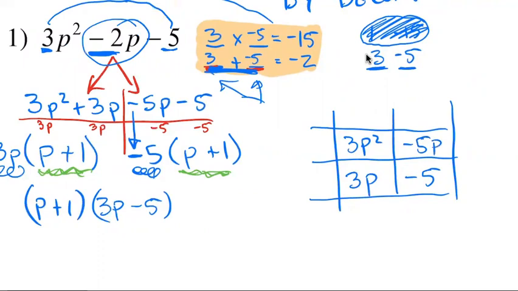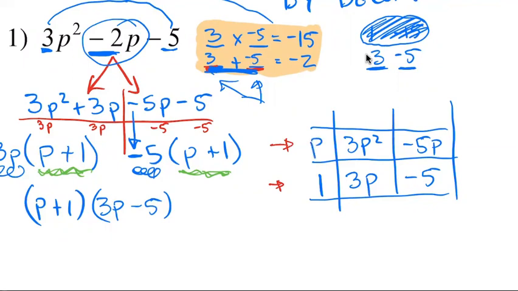So I'm still decomposing, I'm still doing the same steps. Now I just look at columns and rows. I want to know what the greatest common factor between 3p and minus 5 is. Well, there isn't anything fancy other than a 1. I look for my greatest common factor between 3p squared and 5 minus 5p, and you should just see a p.